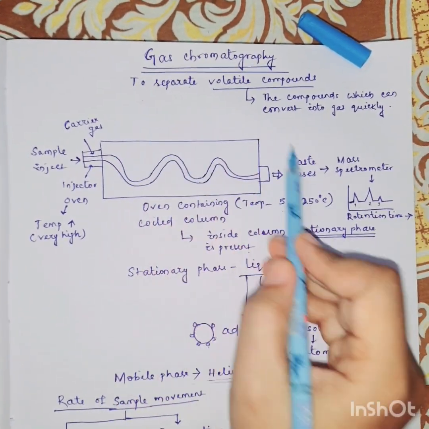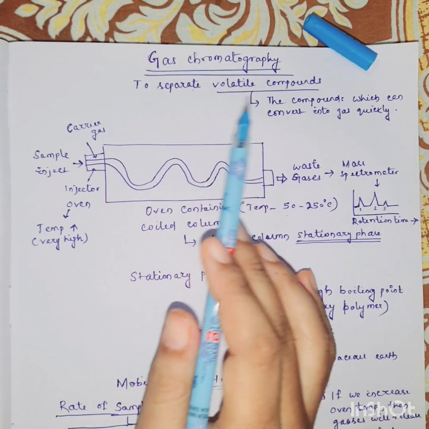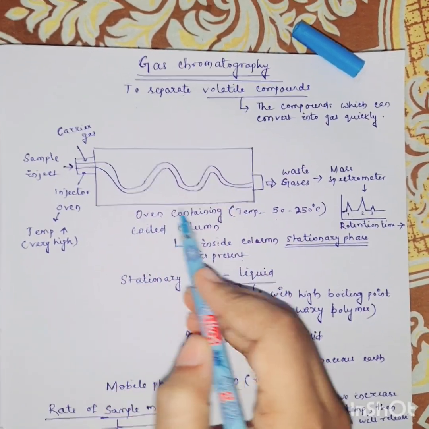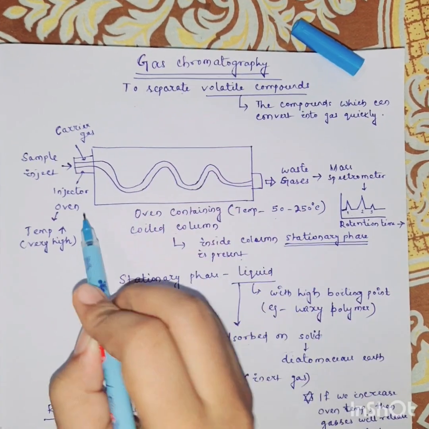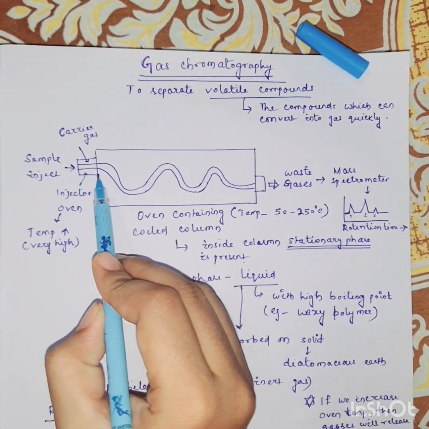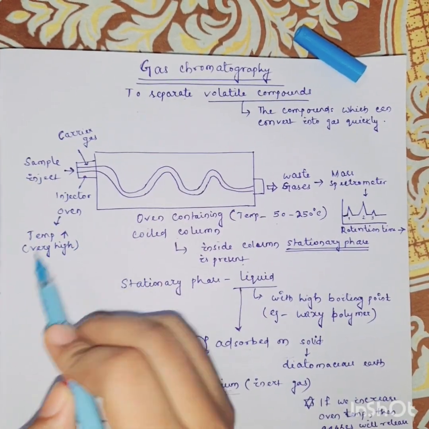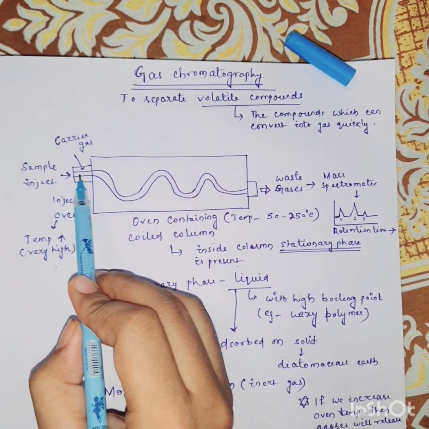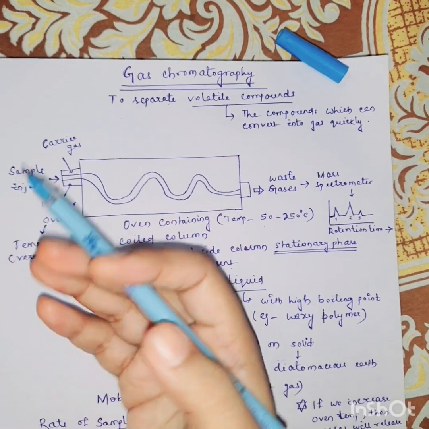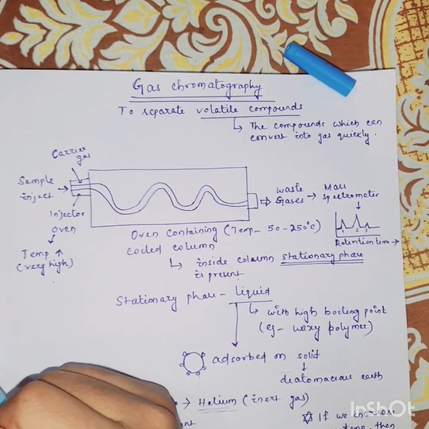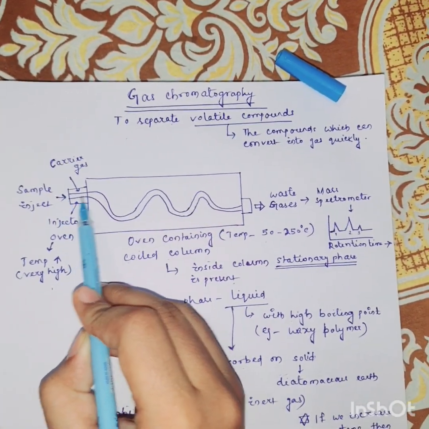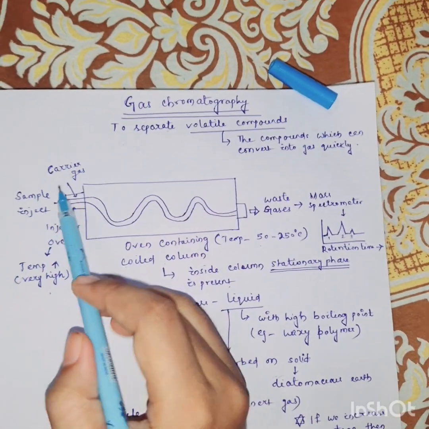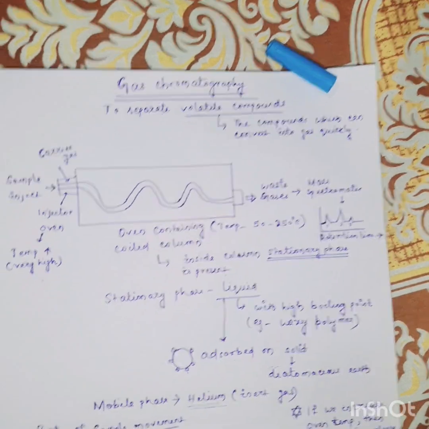Okay, so this is the whole setup of gas chromatography. Here one oven containing a coiled column is used, then one sample injector or injector oven with a very high temperature, because it will convert all the samples into gaseous form. Then through this injector we can also inject our carrier gas or mobile phase.